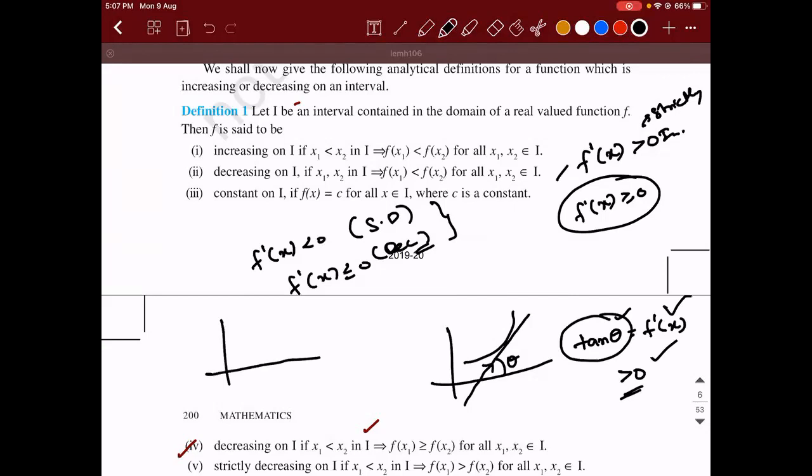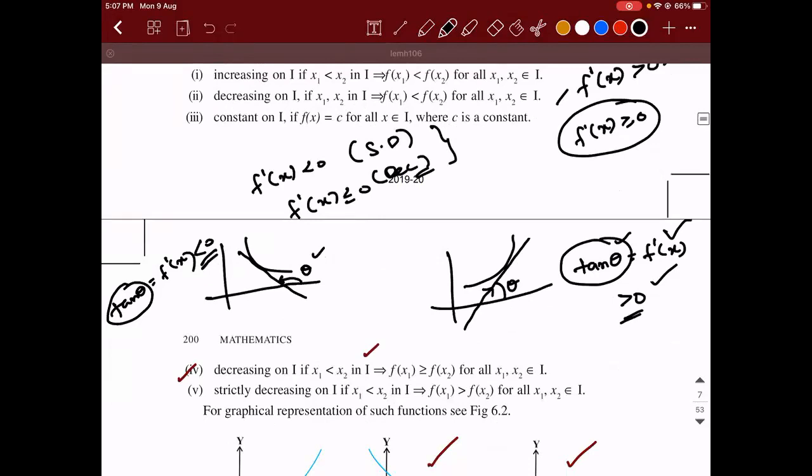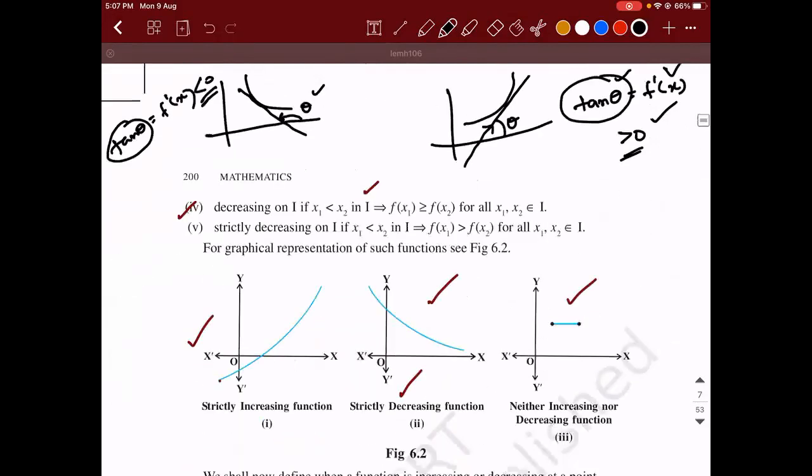Whereas when you draw the tangent for a decreasing curve, tan theta will be equal to f dash of x, and theta will always be obtuse. So tan of an obtuse angle is always less than 0. That is the reason why f dash of x is greater than 0 or less than 0, depending on whether it is increasing or decreasing respectively.